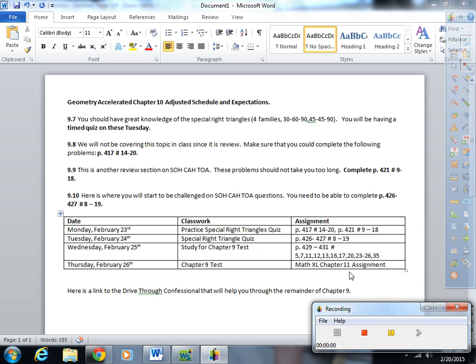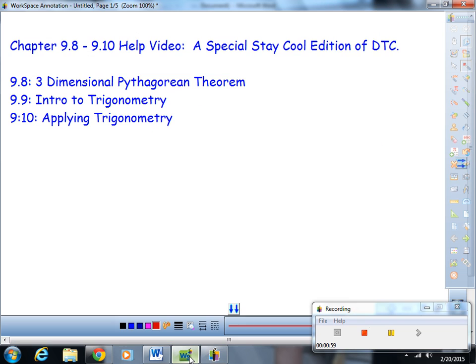Luckily for us, all of the sections that we have remaining in Chapter 9 are indeed review in one way or another. So I'm going to cover them all right here, and then we will focus on getting our work done. So, this is a special Stay Cool edition of DTC. What we're going to learn about is three-dimensional Pythagorean theorem. That's maybe intimidating. It is in no way difficult. You guys are going to be great at it. Then we'll do our little intro to trig, which you guys have gotten many times over now, both from your algebra teacher and from me. And then we'll do the little bit tougher stuff, which is applying trig.